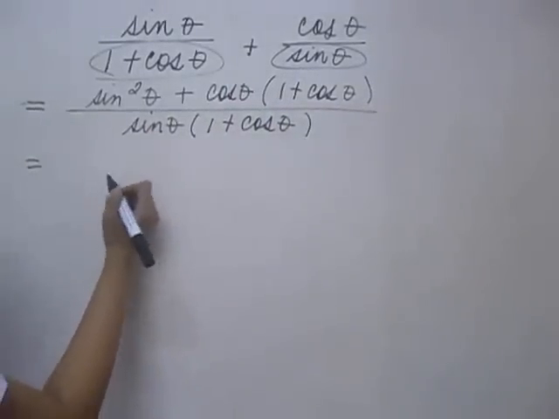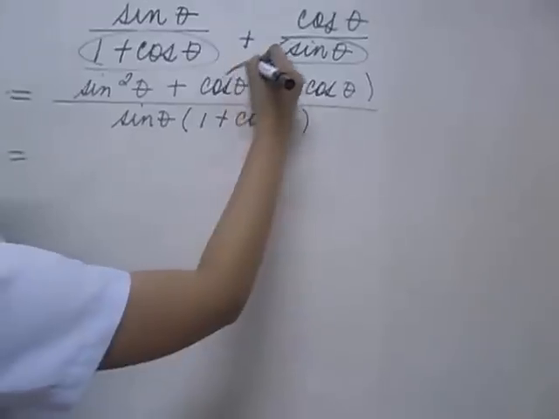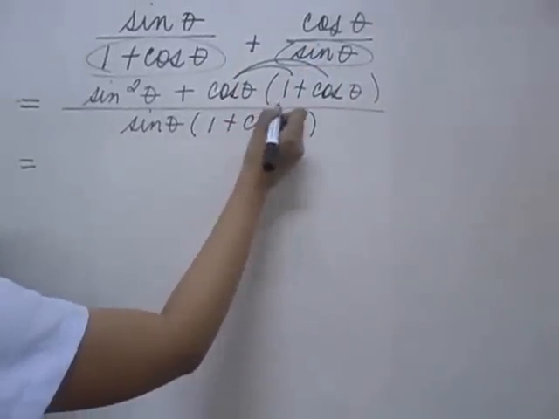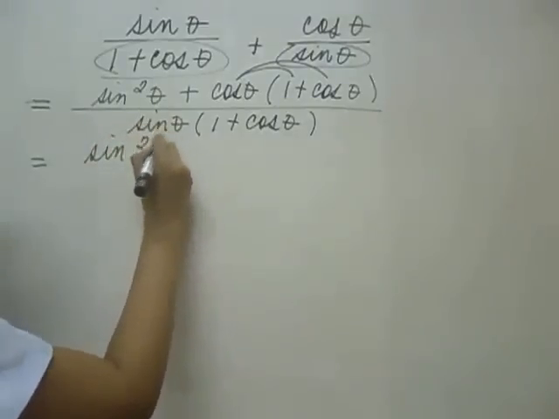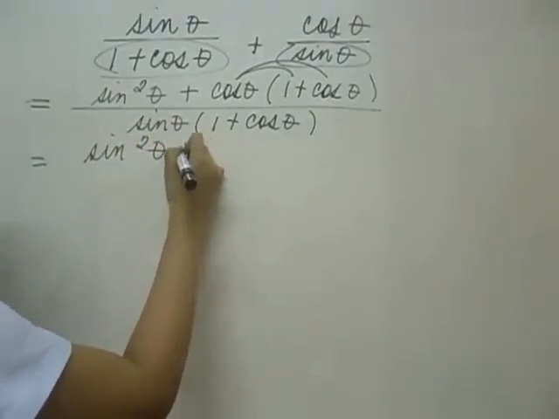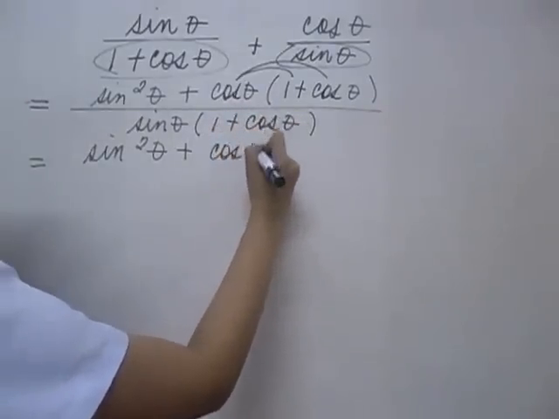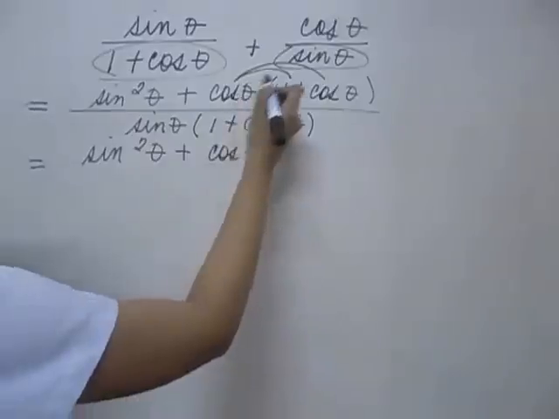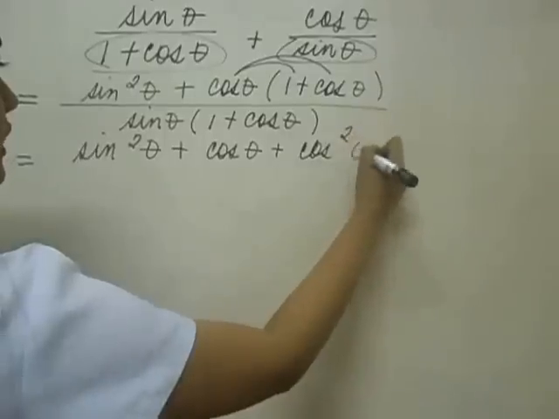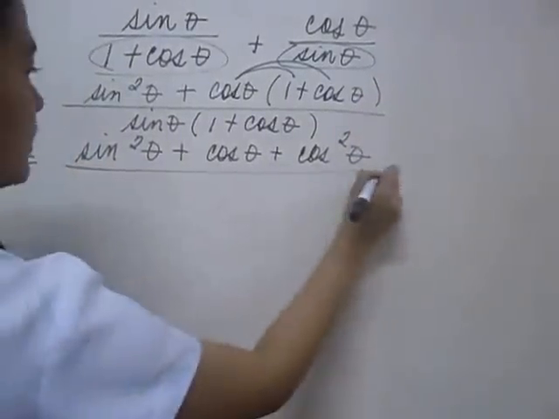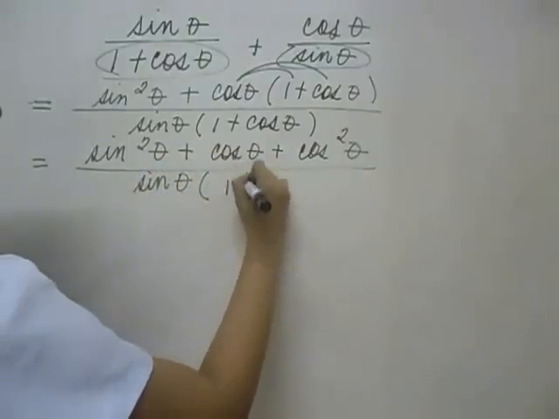By the distributive property, we can simply multiply cosine theta by each term. So we write sin squared theta plus cosine theta times 1 is cosine theta. Cosine theta times cosine theta is equal to cosine squared theta. Then simply copy the denominator, which is sin theta times 1 plus cosine theta.